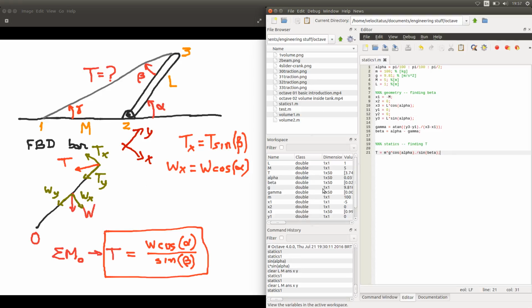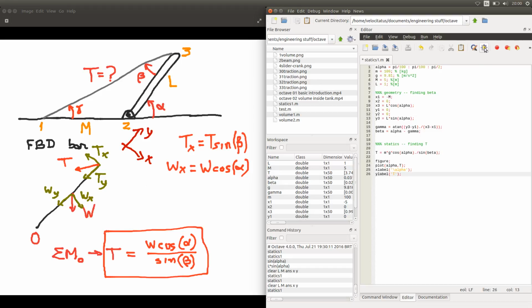We see now that alpha is an array of 50 values, and consequently beta, gamma, and T are also arrays of 50 values. Once we have all these calculations, we can go on and see these results in a figure. So let's plot, for example, what happens to the tension T when alpha changes. Remember always to put your labels in the figures. So we can say that this is alpha, simply like so, and this is T.